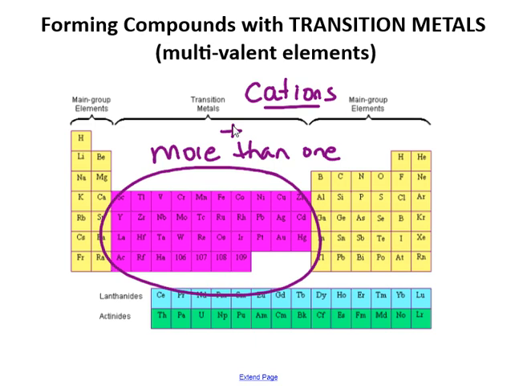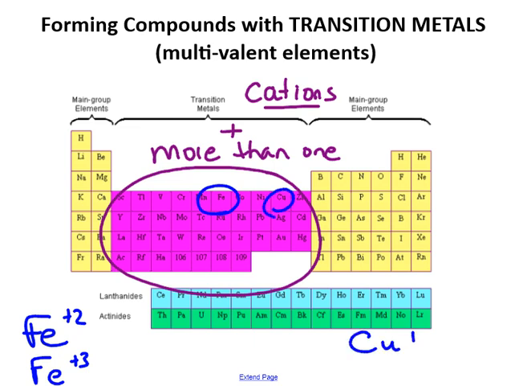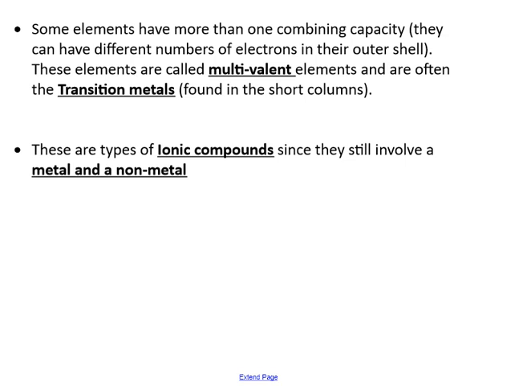So for example, iron, right here, Fe. Sometimes iron likes to take a charge of +2. Sometimes it likes to take a charge of +3. But copper sometimes likes +1 and sometimes likes +2. All of these elements can take multiple possible charges that you will find on your periodic tables. But if I tell you to make a compound like iron and oxygen, which iron do I pick? These elements are called multivalent because they can have more than one valence, more than one set of charges.